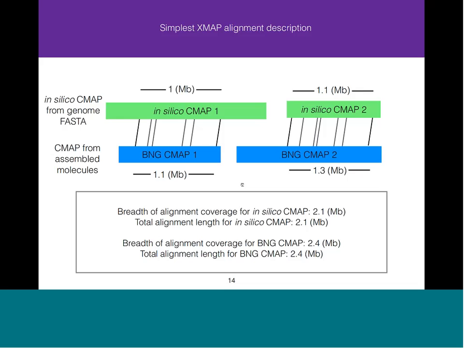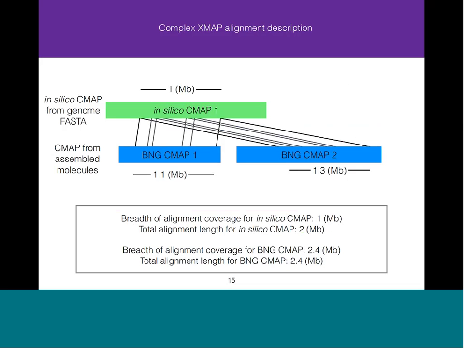So if we imagine a more complex alignment, we might imagine something where we have a 1 megabase region on an in silico CMAP that's aligning to 2 regions on the BNG CMAP. So now we have a little bit of redundancy in our alignment, which would make the breadth of alignment coverage for this in silico CMAP 1 megabase, but the total alignment length 1 megabase plus 1 megabase, or 2 megabases. And we don't see any change for the BNG CMAP breadth and total alignment coverage.